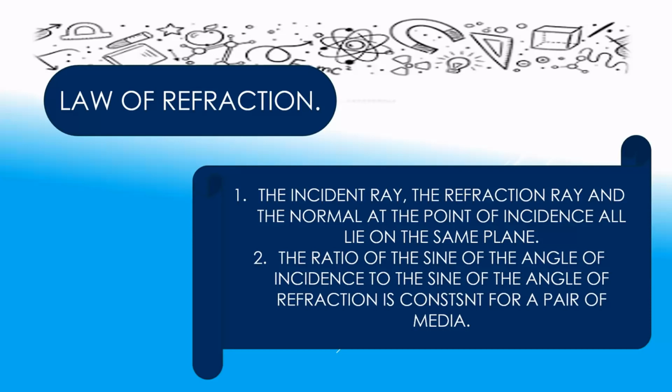Law of refraction. This law can also be stated in two forms. First form: the incident ray, the reflected ray and the normal at the point of incidence all lie on the same plane. Second form: the angle of incidence is equal to the angle of reflection.